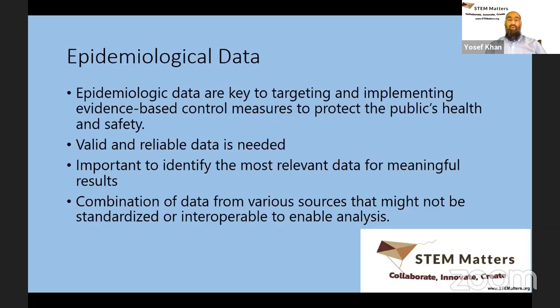Oftentimes, we will combine data sources. Oftentimes, the data sources that we find may not be standardized, they may not be interoperable. And so a lot of work is done in terms of finding data. If we are collecting data on our own in our own studies, a lot of work is done to ensure that the definitions that we're looking for are correct. A lot of work is done to ensure that we're not interjecting bias or systematic errors into our data collection methods, that we're standardizing our data collection methods.